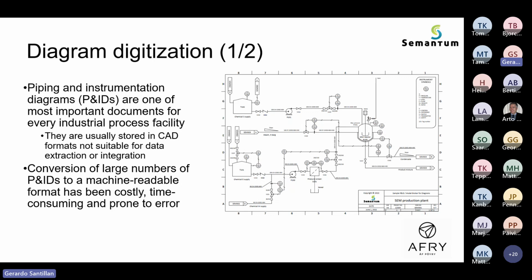So as you can imagine, it is really important for different applications over the life cycle, starting from the design and later during the operation of any process facility. There is this issue that these piping and instrumentation diagrams are usually stored in CAD format sometimes, but sometimes not even like that. That makes it difficult to extract information, and it's also not really suitable for any kind of integration with other applications. So it is just a drawing with some lines and some information there that is human readable.